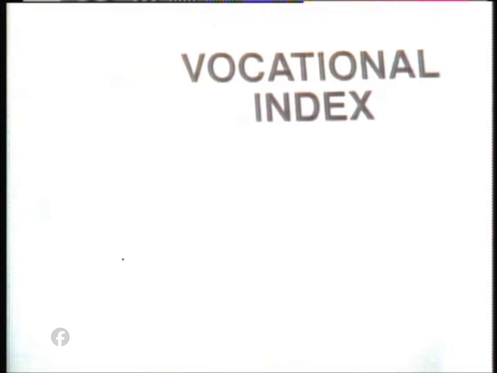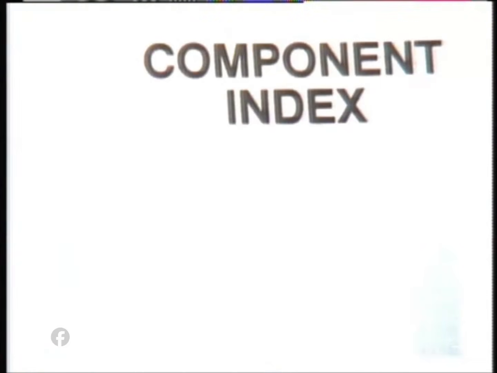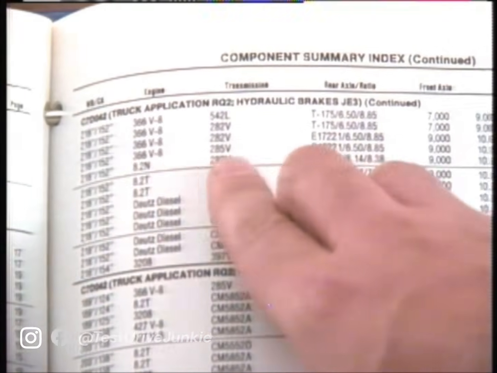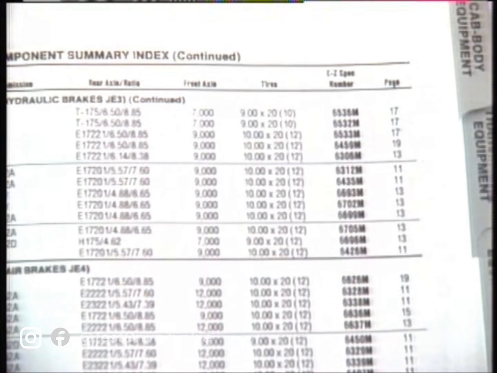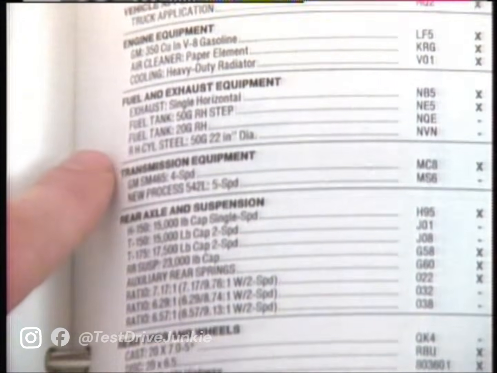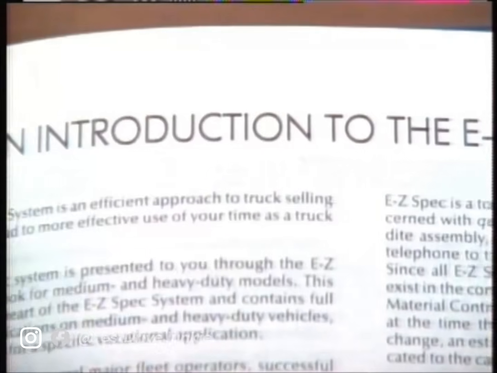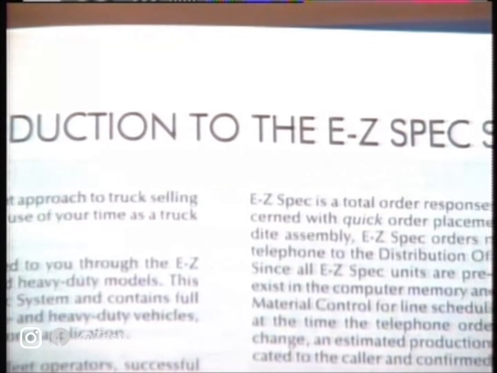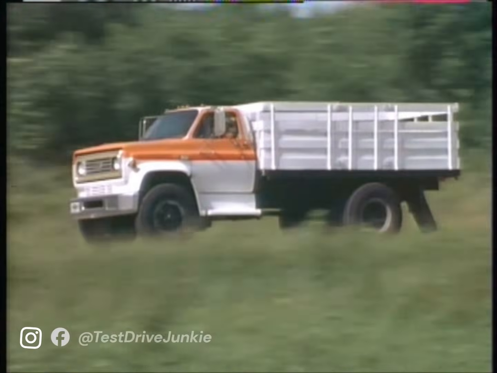The vocational index section is broken down by job applications, like city delivery, dump trucks, or farm and ranch trucks. In the Component Summary Index, you'll find a listing of major Easy Spec components that identify a specific Easy Spec model. Easy Spec pages detail the engine, fuel and exhaust equipment, transmission, rear axle, and so on, right down to the cab equipment. Easy Specs, easy to use and understand. They can give you a real foothold into the medium-duty market.